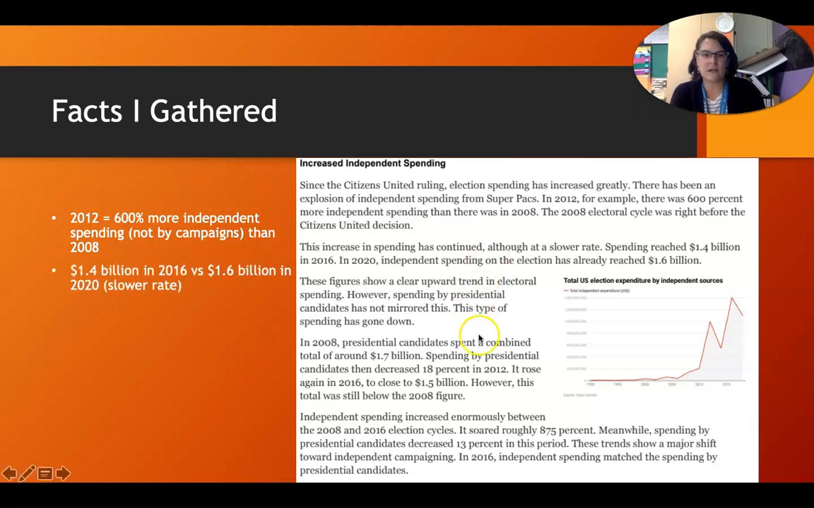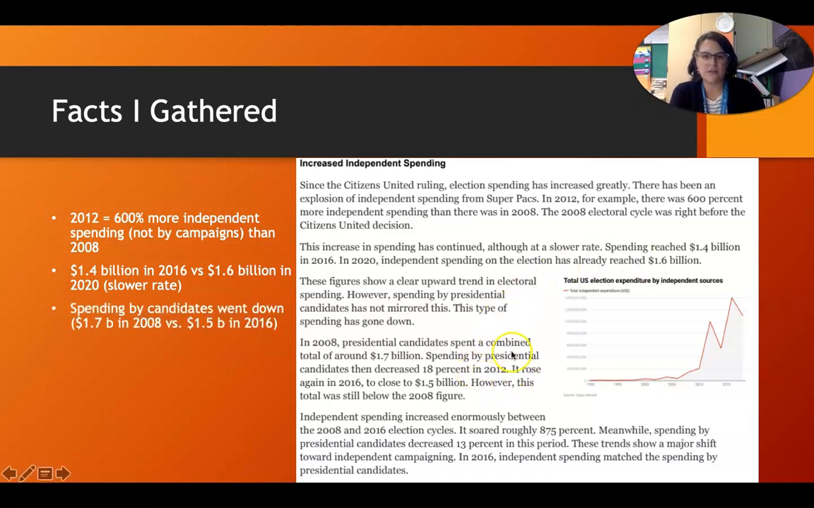I also saw that going down here that spending reached 1.4 billion in 2016, but in 2020 it actually went up to 1.6 billion. And I actually went back in the article and found that this was printed before the 2020 election was complete, so it was already above. But the thing is that this is going on, but it's at a slower rate than it used to be. So it's still increasing, just not as fast, is something to notice.